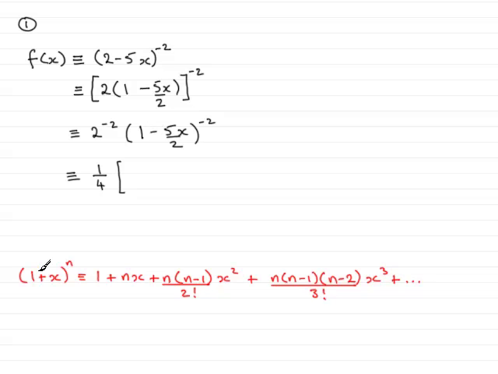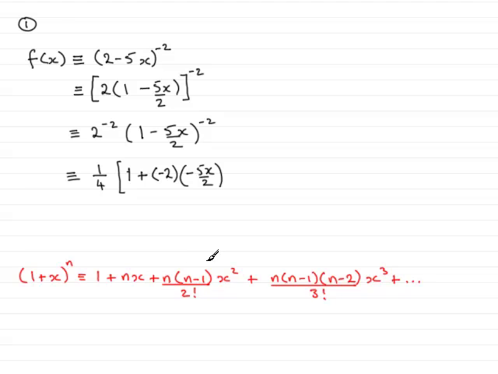We've got the 1. The x term here is now going to be replaced with minus 5x over 2. Alright? So according to the expansion formula, it's going to be 1 plus n, which is now minus 2, so put that in brackets, (minus 2), times x. But remember that x is really minus 5x over 2, so put that in brackets, (minus 5x over 2). Okay, so that's the x term.